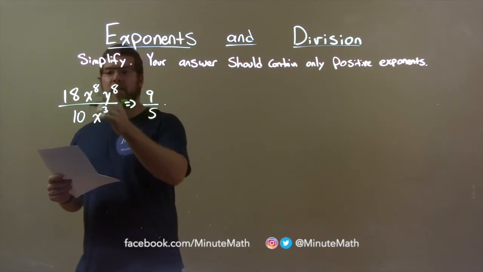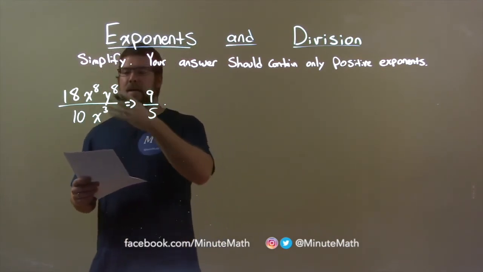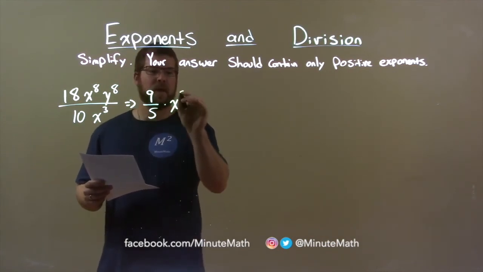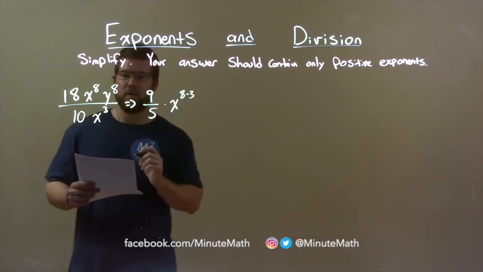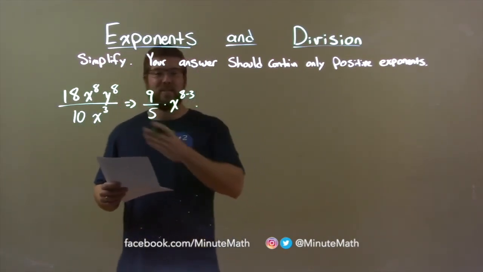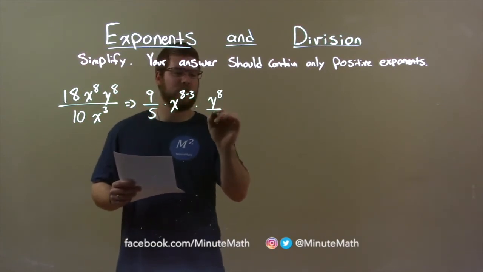From there, we would need to simplify the variable x. So, x to the 8th power over x to the 3rd power. When we divide variables with the same base, we subtract the exponents. So, x to the 8 minus 3 power. Lastly, we have y to the 8th power. That's just by itself. There's nothing else that has the variable y. So we have y to the 8th, and that's being divided by 1.